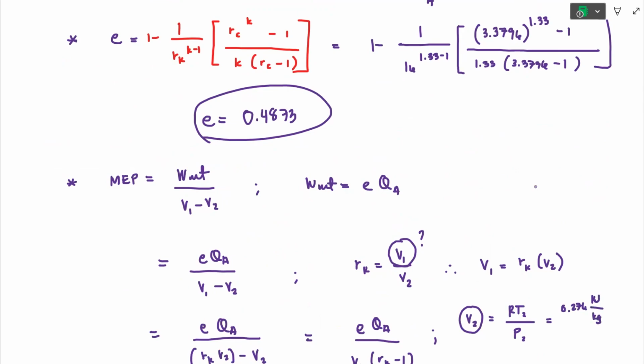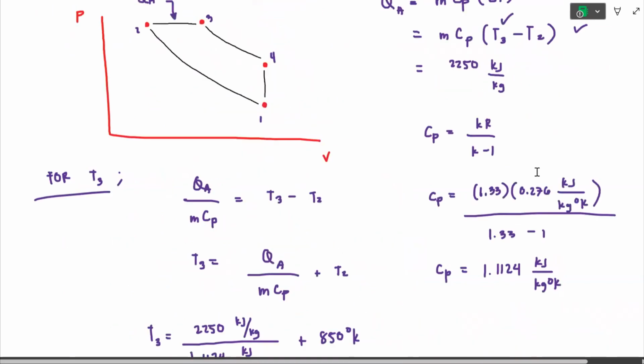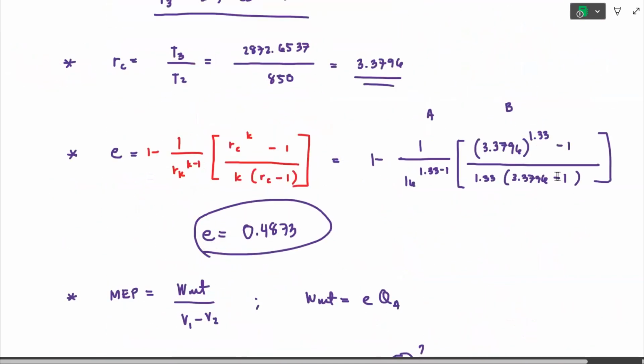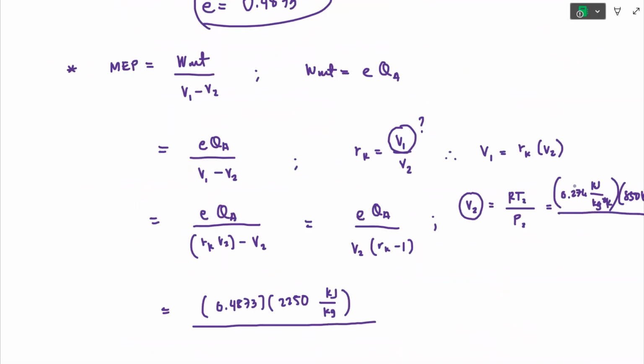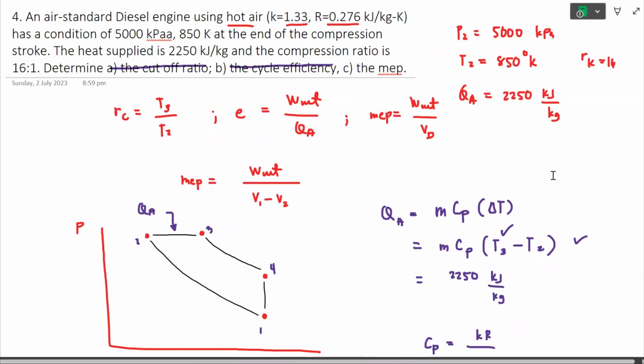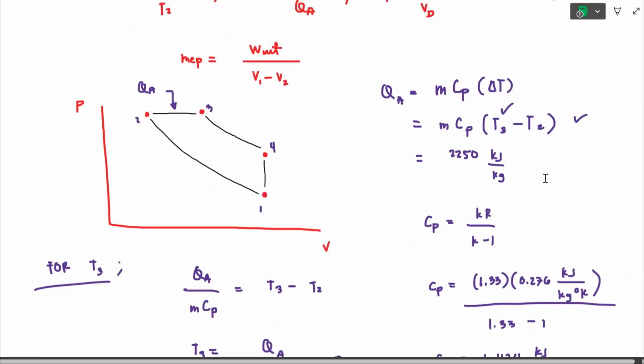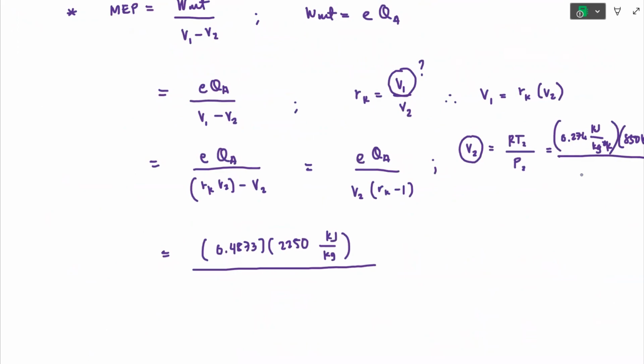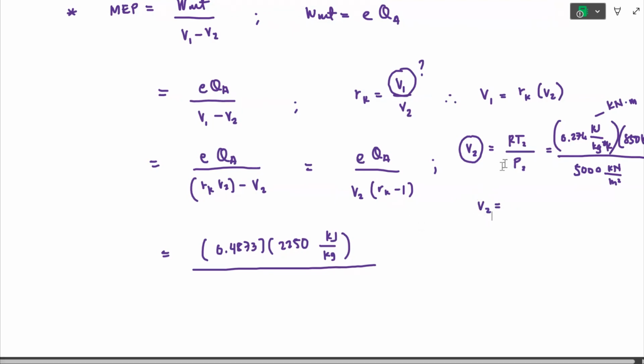Kilojoule per kilogram degree Kelvin multiplied to T2 na 850K. And 850 degrees Kelvin. Okay? And then divide mo ng P2. Your P2 is 5,000 kPa. Basic. 5,000 kilonewton per meter squared. Bali ito, kilonewton meter. Ma-cancel mo yung kilonewton, Kelvin. Ang lalabas dito, V2 is meter cube per kilogram, specific volume.